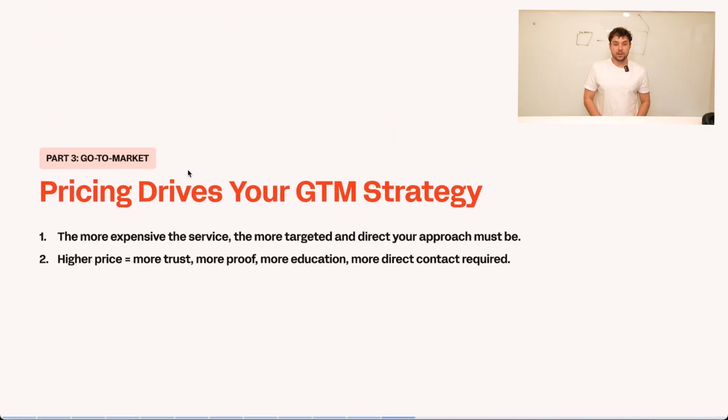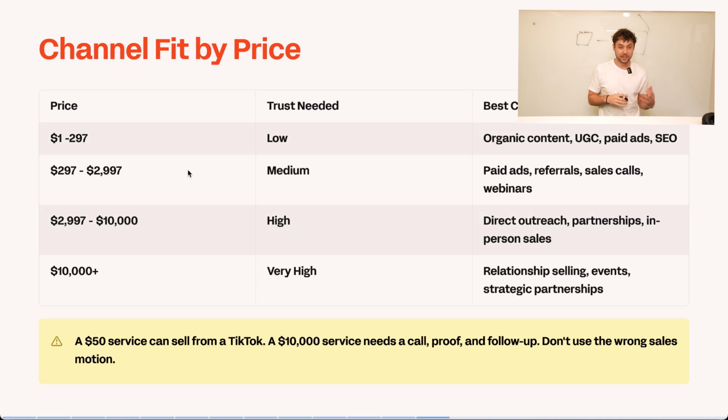So let's go ahead and talk about one of the most important parts of what decides your go-to-market strategy, and that's going to be your pricing. So the more expensive the service, the more targeted and direct your approach must be. Higher price means that they need more trust, more proof, more education, and more direct contact required for a sale, okay? So if we go through this, if you sell a product that's $1 to $300, not a lot of trust needed, okay?